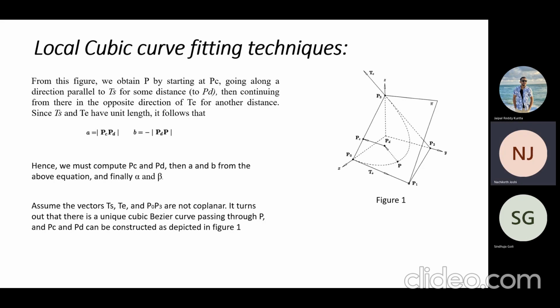Assume the vectors TS, TE, and P0P3 are not coplanar. It turns out that there is a unique cubic Bezier curve passing through P, and PC and PD can be constructed as depicted in figure 1.